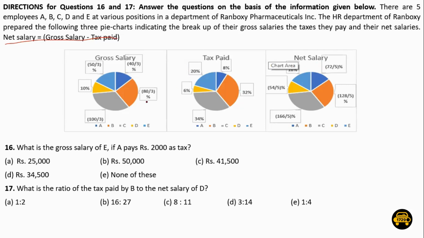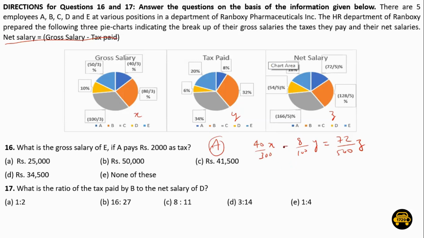Of course, we can have a look at the second question as well. In this question also, they are talking about the ratio. So one thing is for sure, we don't have the exact number. Now let's try to find out the relation. The first way can be, we can take the total gross salary as X, total tax paid as Y, and total net salary as Z. Now we can have this in the form of an equation, right? So we can say 40/3% of X minus 8% of Y is equal to 72/5% of Z. We have written it for A, with the same formula, right? Similarly, we can write it for B as well, C, D, E as well, everyone, right?